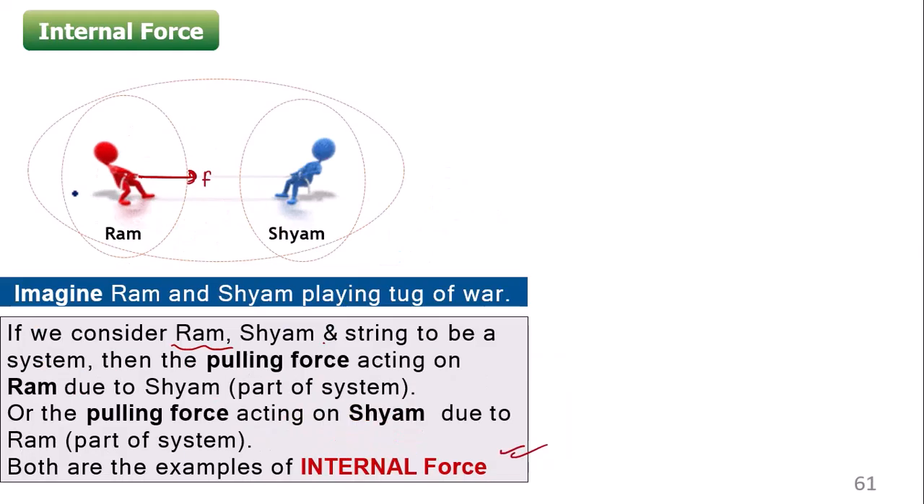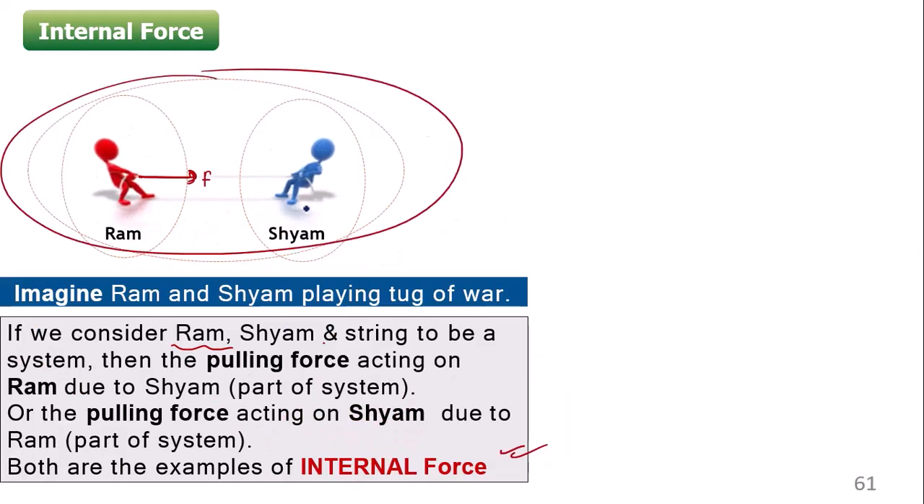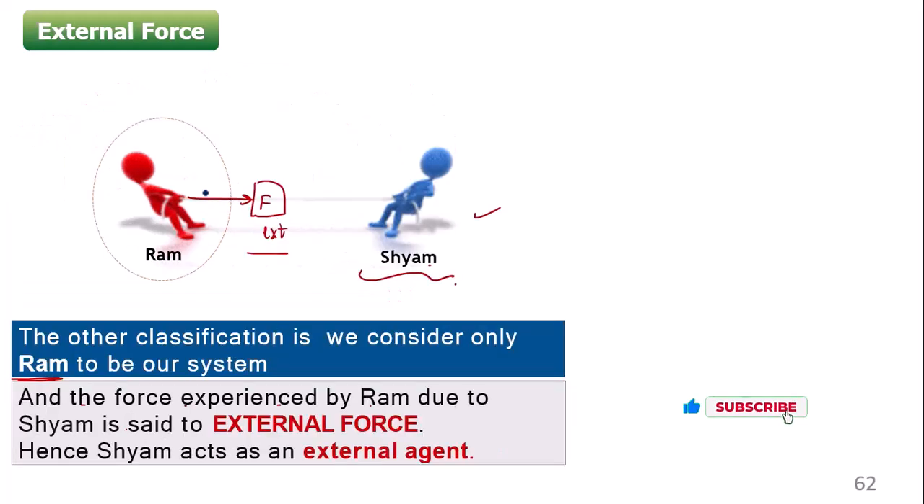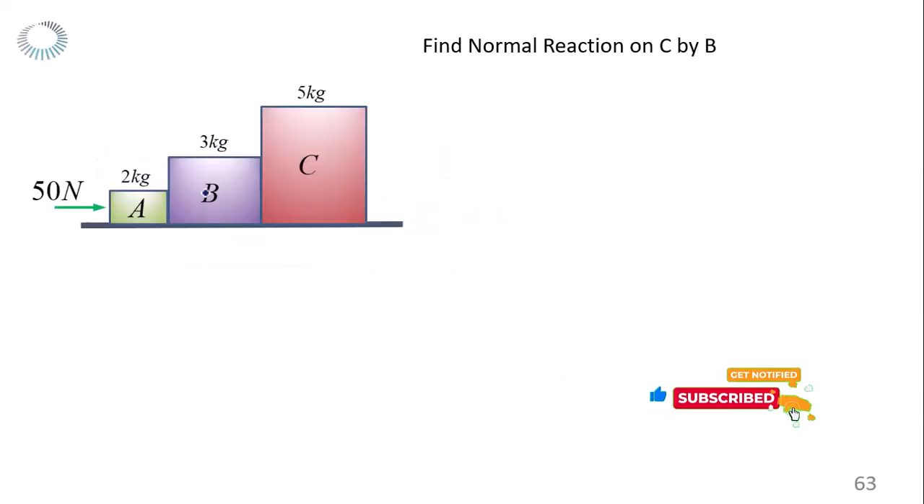And if I consider both as a system, now Ram and Sham both are part of the system. Whatever the force of interaction between these two particles is, it is basically the internal force. The same force may once apply as an internal force and once as an external force. It depends on the situation.